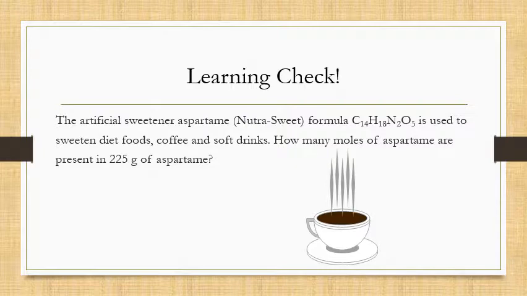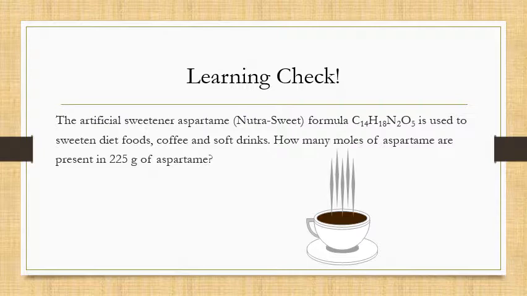Okay, another learning check. The artificial sweetener aspartame, also known as NutraSweet as its brand name, has the formula C14H18N2O5 and is used to sweeten diet foods, coffee and soft drinks. How many moles of aspartame are present in 225 grams of aspartame? So pause the video now and see if you can work it out, and then I'm going to grab a calculator and also work it out with you.